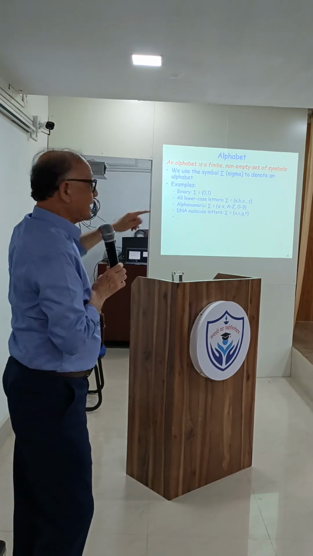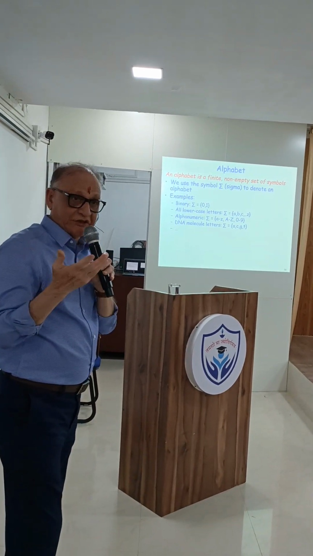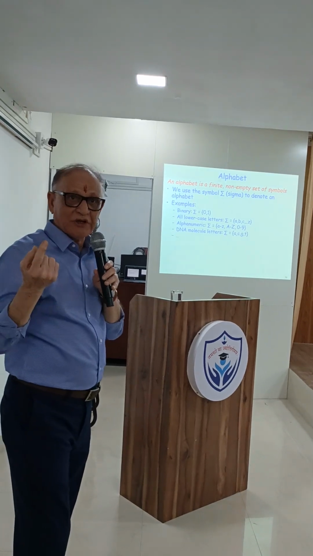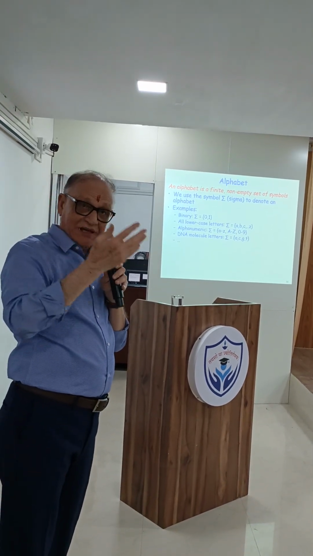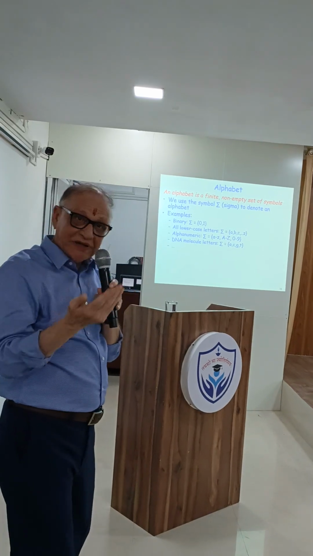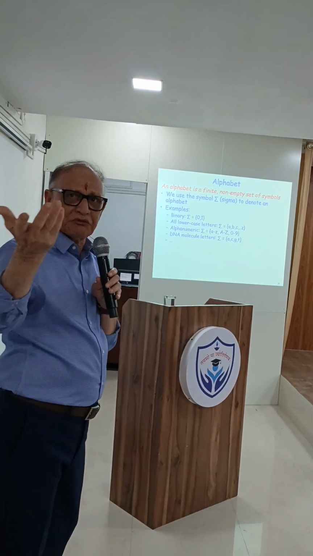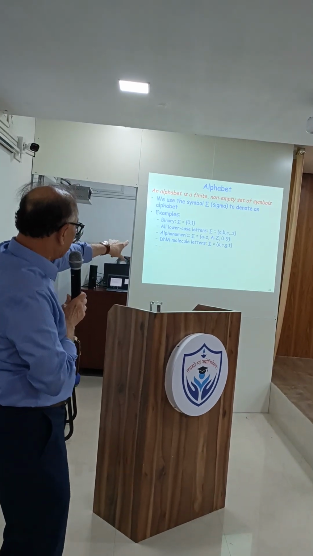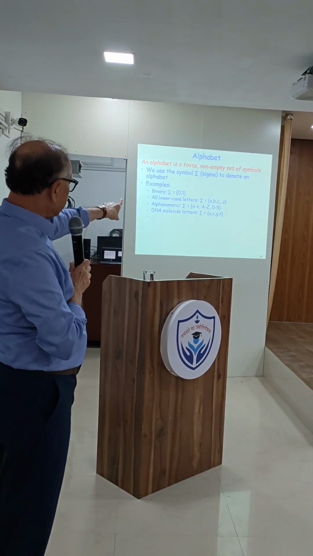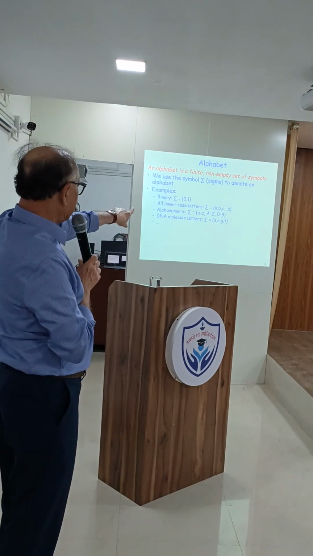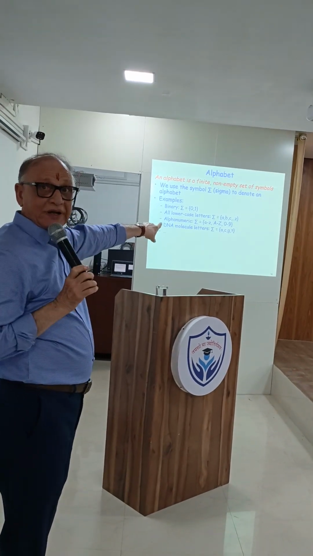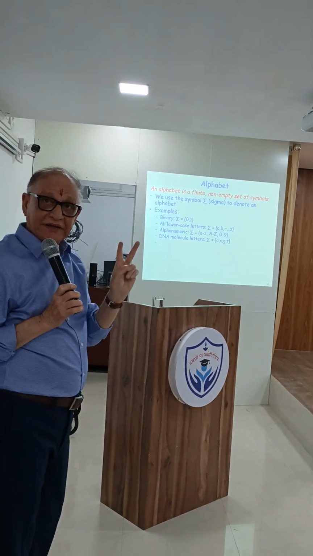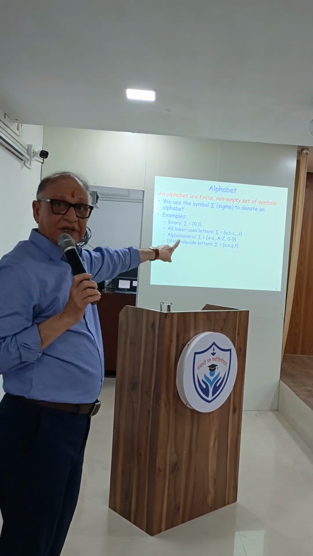Then alphanumeric. Alphanumeric means letters and digits. If you write 1 and A, it is alphanumeric. Alpha is alphabet, and numeric means digits. There are 3 categories: small a to z, big A to Z, and then 0 to 9. These 3 combined, you get alphanumeric.